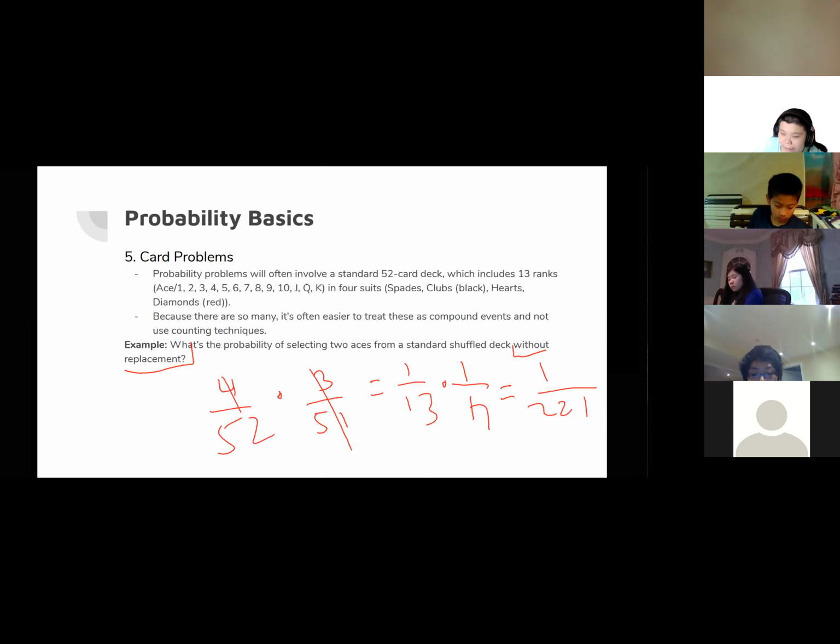Someone put 3 divided by 663. Remember, you have to simplify that number, so divide both sides by 3. Someone put 12 divided by 52 squared. First of all, that's not simplified, and second of all, remember that we're using without replacement, not with replacement. So after the first one, you end up with 51 cards left, not 50, not 52. Does anyone have any questions?